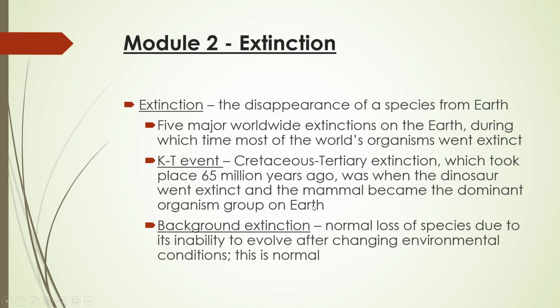You need to know this particular one. The most recent extinction is called the KT event, and that's a Cretaceous Tertiary extinction, and you need to know that took place 65 million years ago. That's when the majority of the organisms on the planet were dinosaurs, all died out, and then mammals kind of took their place. So again, the KT event is the most recent worldwide extinction, and it took place 65 million years ago.